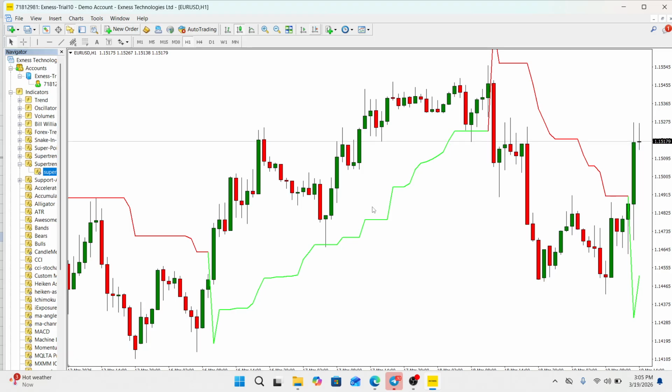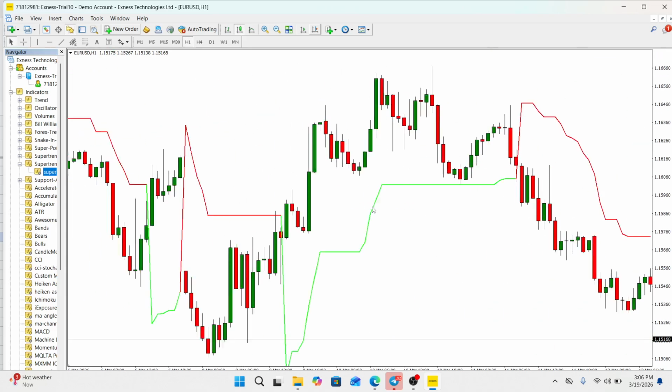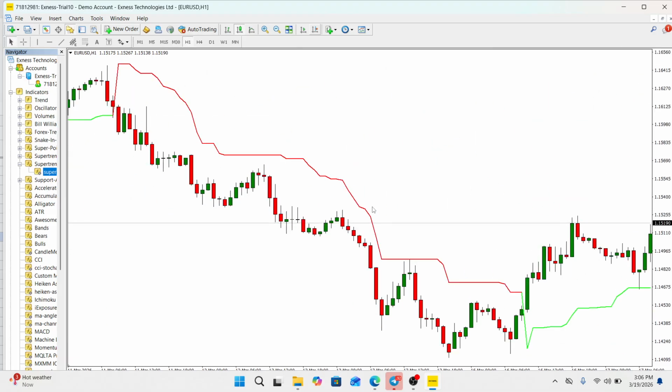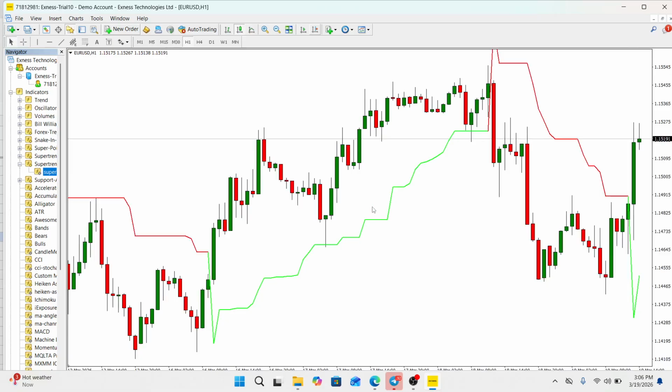Each time the line flips from green to red or red to green, the chart shows a potential shift in directional bias, giving you a clear at a glance read of trend phases without cluttering the screen.